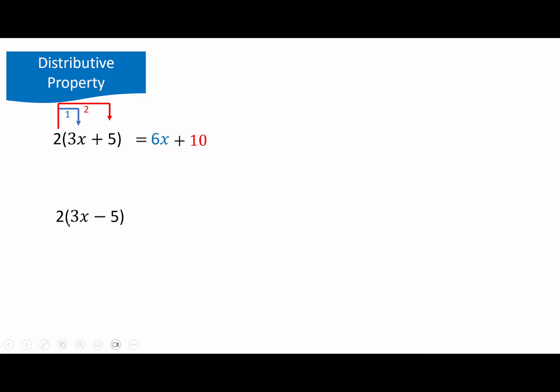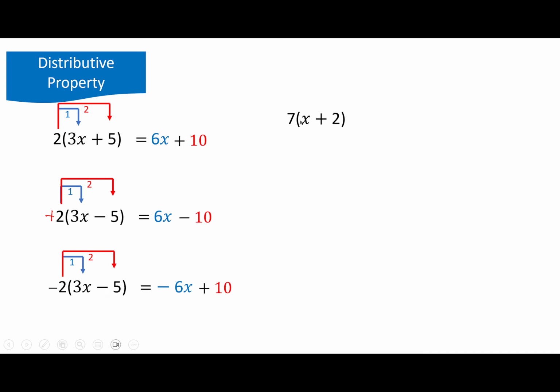Another example: 2 times 3x is 6x. Now positive times negative is negative 10. When you don't have a sign, that means there's a positive here. Here is another example. Negative 2 times 3x, that's negative 6x. No sign means positive. Negative times negative is positive, plus 10.